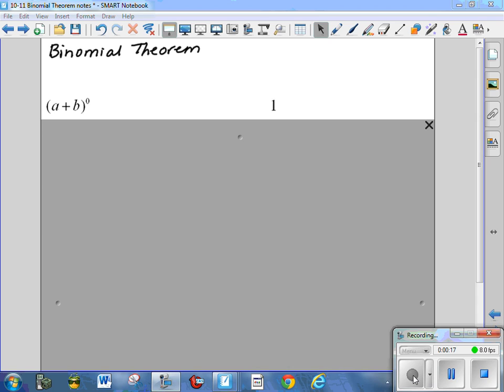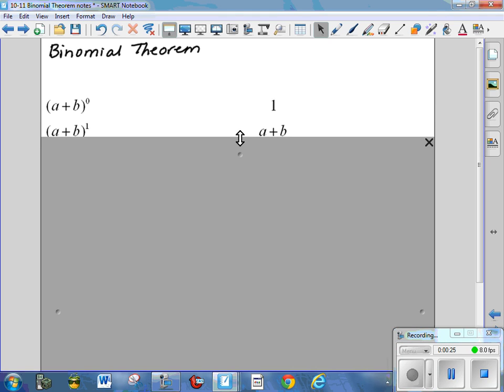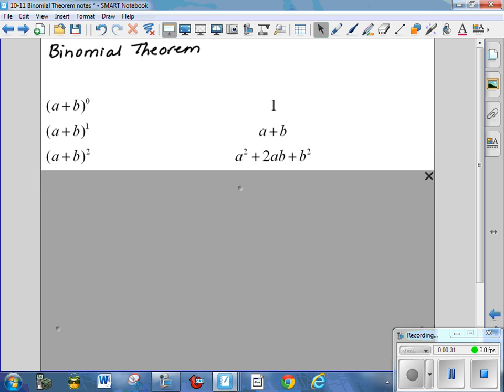And so we're going to start with the simplest case, a plus b to the 0. A plus b to the 0 is just 1. So the top of our little triangle on the notes is just 1. A plus b to the first is a plus b. A plus b squared, you may recall, is a squared plus 2ab plus b squared. You get that by multiplying out a plus b times a plus b.